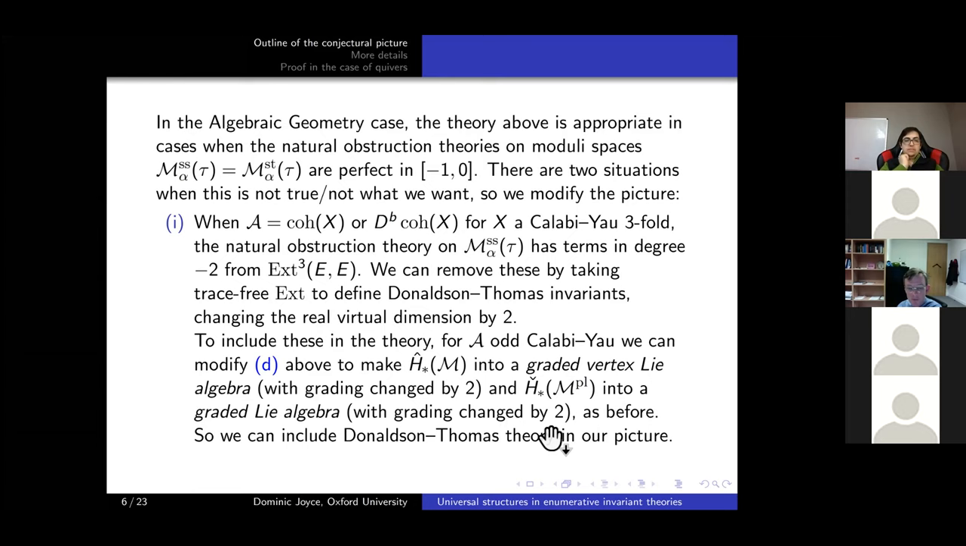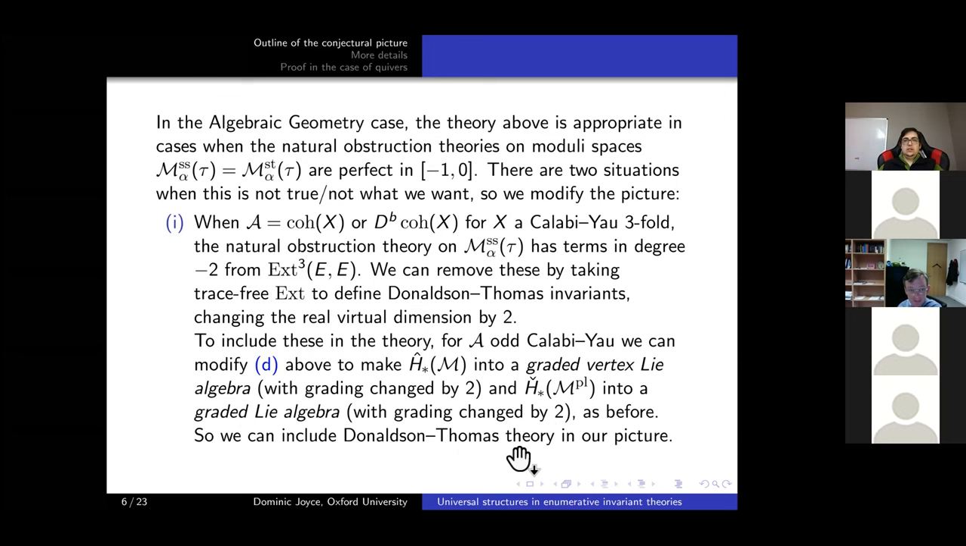But actually, in the Donaldson-Thomas case of Calabi-Yau threefolds, you care about the H_0 part of this, which is actually the ordinary H_0, and the Lie bracket in that case is something simple to write down. It's the same Lie bracket which occurs in Kontsevich-Soibelman, Joyce, and Song. So we can include Donaldson-Thomas theory for Calabi-Yau threefolds in our picture.